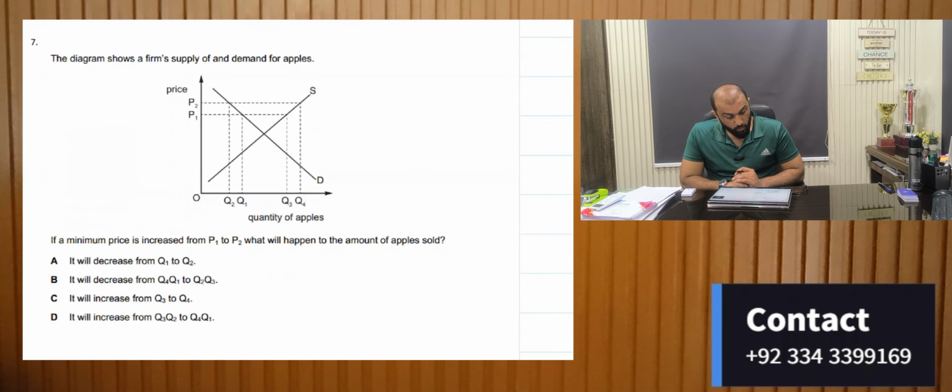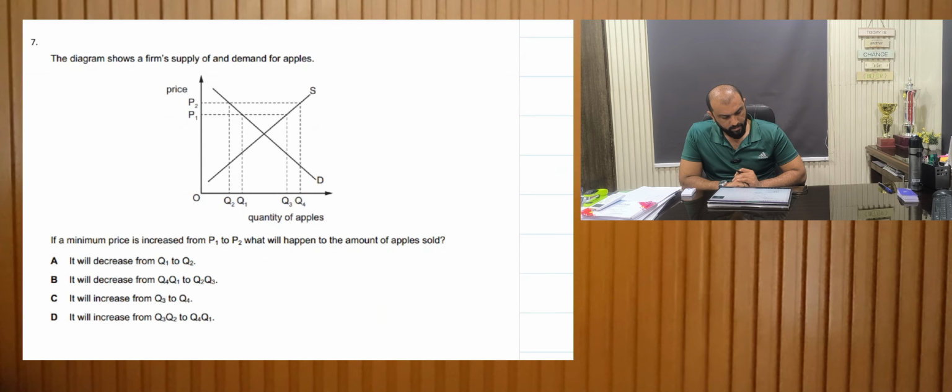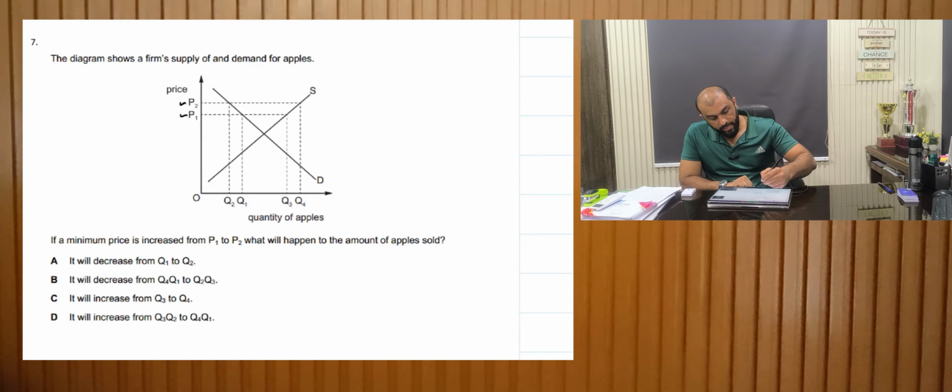The diagram shows the firm's demand and supply for apples. Okay, all right. If the minimum price is increased from P1 to P2. Now this was the minimum price. Now this is the minimum price. What will happen to the amount of apples sold? Now initially the amount of apples sold was Q1.